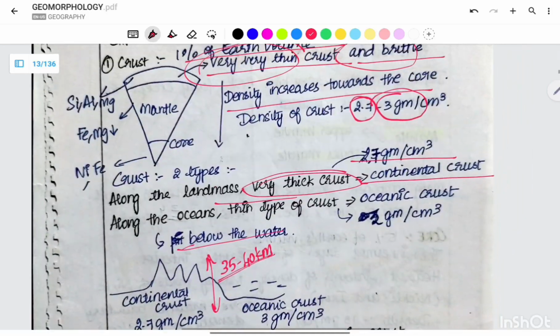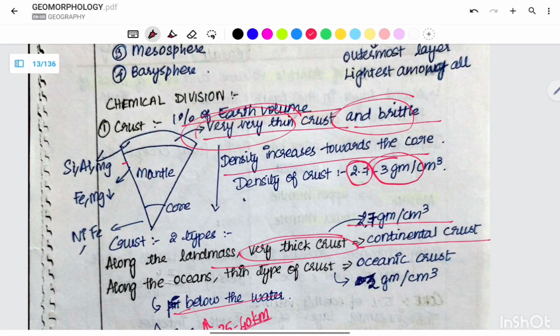Now here itself, when we are dealing with the mantle, it is having less content of iron and aluminium. Silica, aluminium, magnesium, iron and nickel.